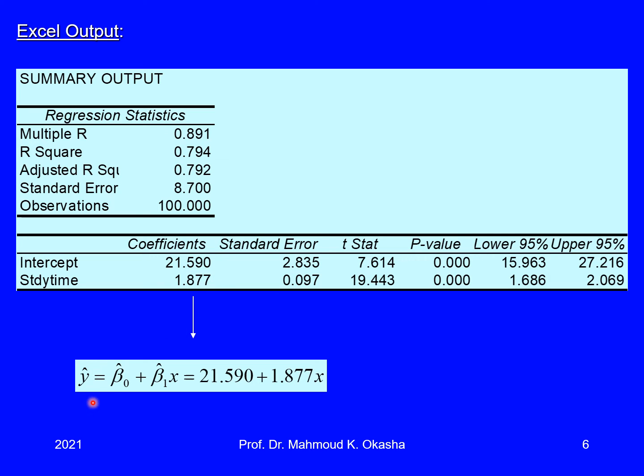So we can write down the simple linear regression equation or model, which is y hat equals beta naught hat plus beta 1 hat times x. Using these results, we get y hat equals 21.590 plus 1.877x. That's the equation of the straight line, the equation of the simple linear regression line, right?